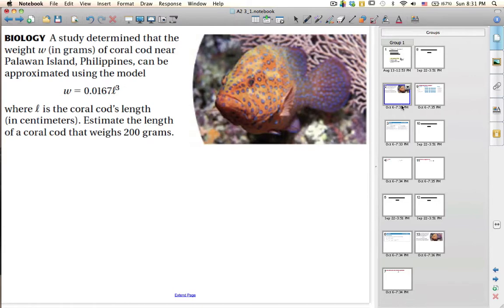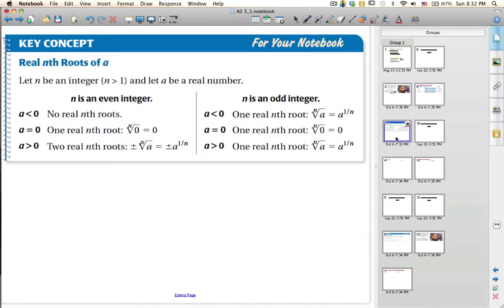A problem that you might need these skills to solve would be this one from a concept of biology, where we've got an equation here that allows us to find the length of a coral cod based on knowing its weight, or we could find its weight based on knowing its length, either way. In this particular problem, they want us to find the length of a coral cod that weighs 200 grams. So they've given us the weight, and we're going to find the length. But before we get to that, let's take a look at some of the new information here.